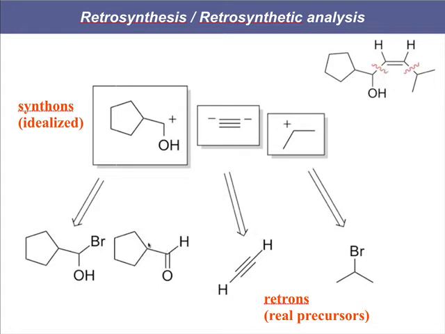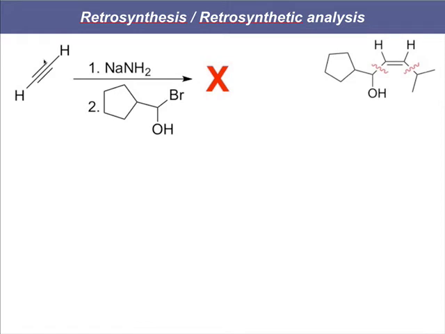So let's try this. Let's start with this retron right here. We're going to start with acetylene. And let's imagine that we use NaNH2 to deprotonate our acetylenic hydrogen. That gives us the acetylide with the negative character on that triple bonded carbon. We can then, in a second step, add this retron here, and ideally our carbon would attack the carbon with the bromine, displace the bromine, and we'd get the connection that we want. We'd make that carbon-carbon bond, and we'd have our OH there.